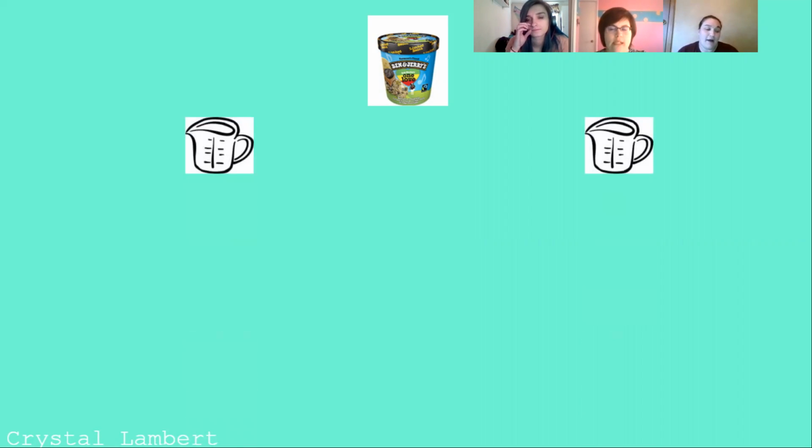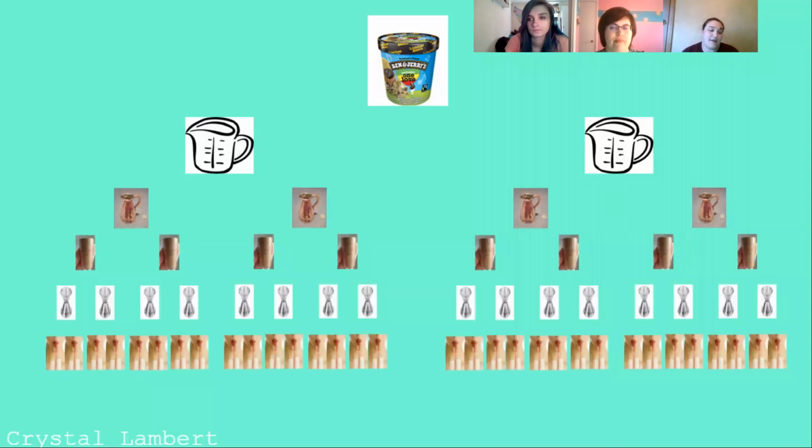All right, so we're going to figure out how many mouthfuls are in a pint. So we know that 1 pint is equal to 2 cups. So let's break it down even more. 2 cups are going to be equal to 4 Jills. 4 Jills is 8 Jacks, 16 jiggers, and finally 16 jiggers equal 32 mouthfuls.